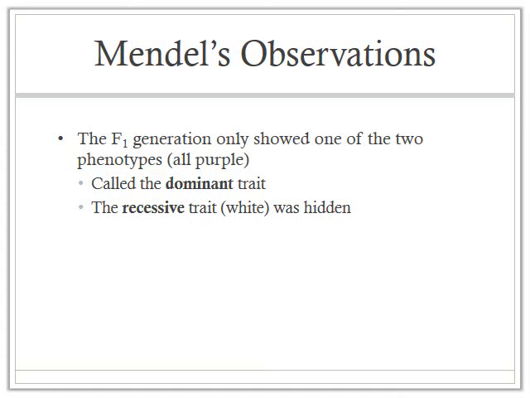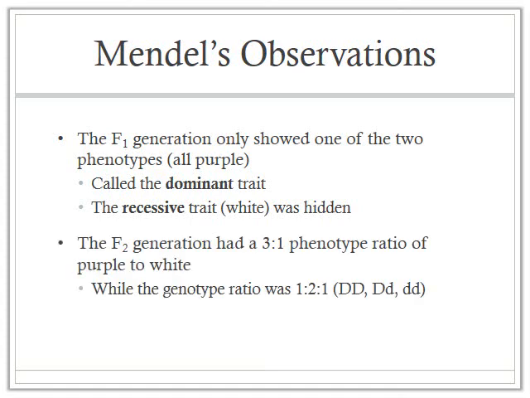So Mendel observed the F1 generation only showed 1 of 2 of the phenotypes. In this case, they were all purple. That was the dominant trait. The recessive trait was the trait that was hidden, the one that didn't show up. The F2 generation had a 3 to 1 phenotype ratio of purple to white. And so this was what he was observing.